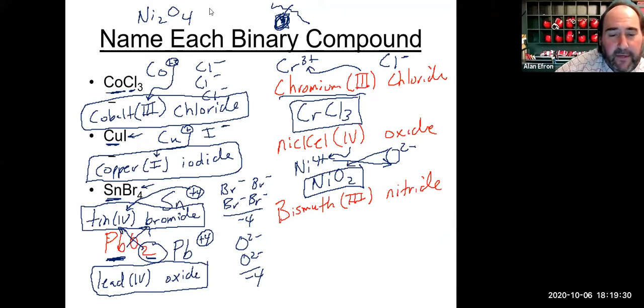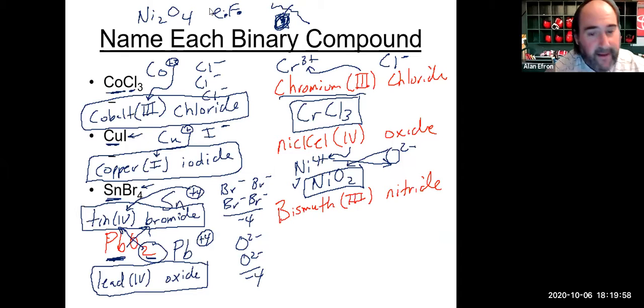Not completely all lost in that situation. If you remember what we were talking about with empirical formulas, ionic compounds are always empirical formulas, which means you would need to reduce this from a 2-4 ratio to a 1-2 ratio, which would give you the correct answer here. So if you did cross over, if you just remember that ionic compounds are empirical formulas, the simplest whole number ratios, you actually could get to the right answer. But again, just don't blindly go with the crossover move.